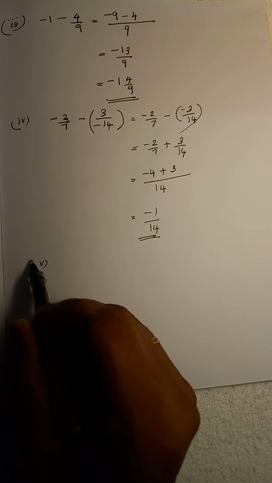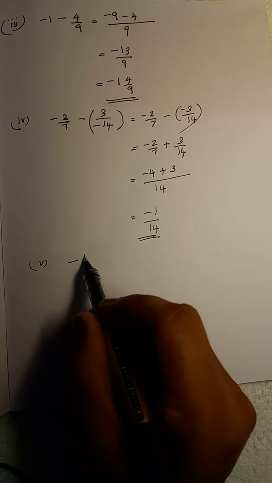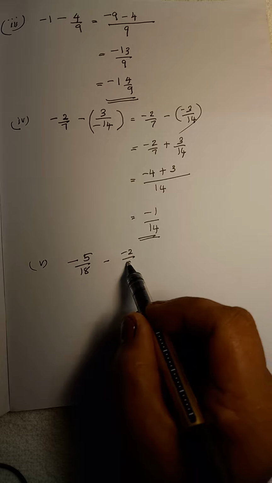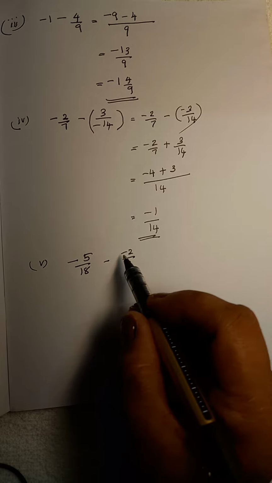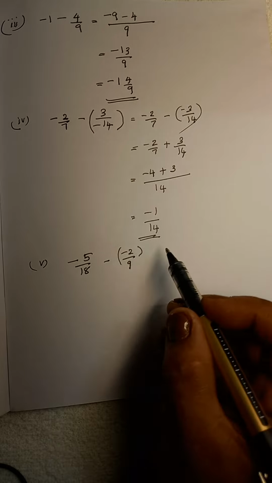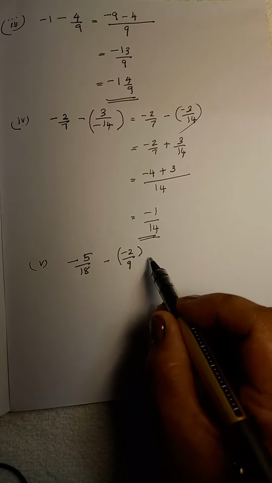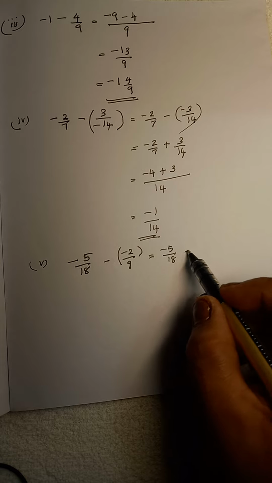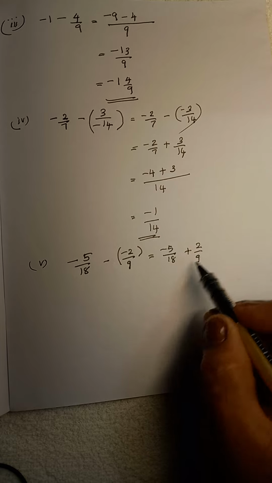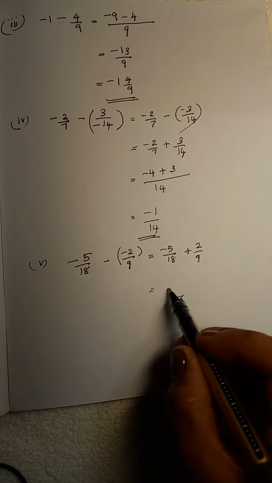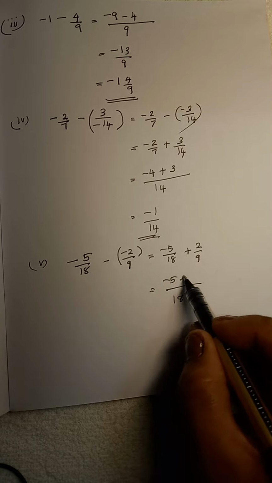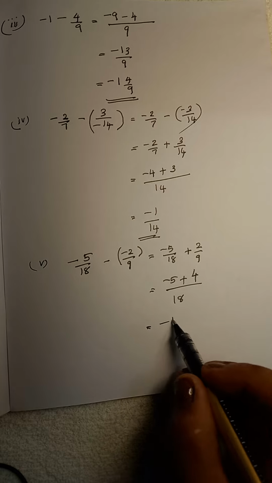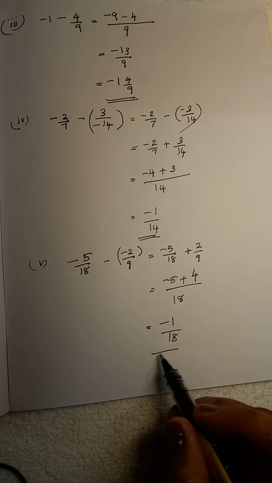Now the fifth question is minus 5 by 18 minus 2 by 9. Now we can put this in bracket. So this is equal to minus 5 by 18 plus 2 by 9. Here the LCM is 18. So minus 5 plus 18 by 9 is 2, 2 into 2 is 4. So the answer is minus 1 by 18.